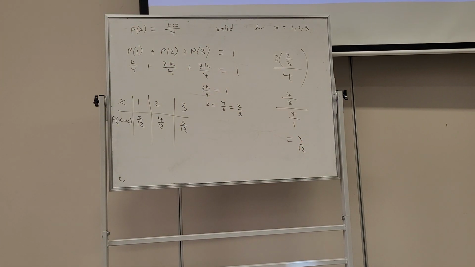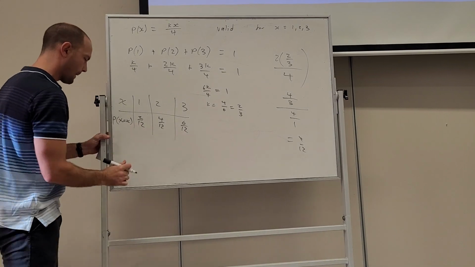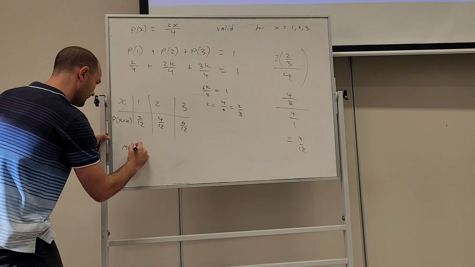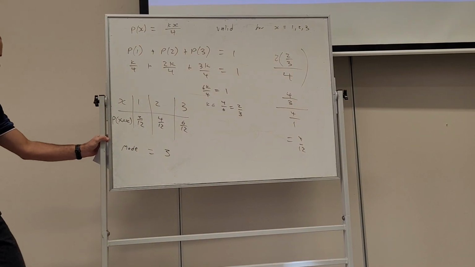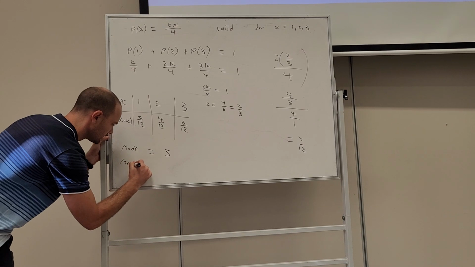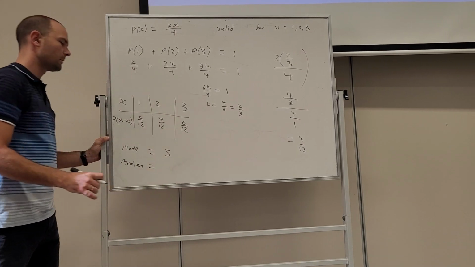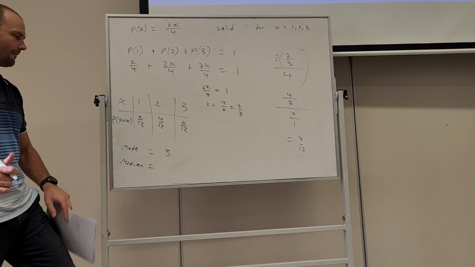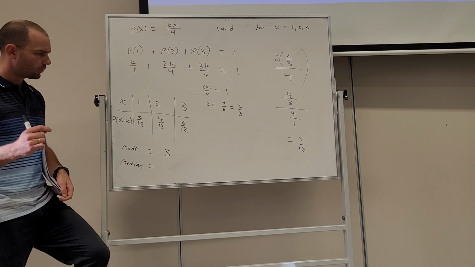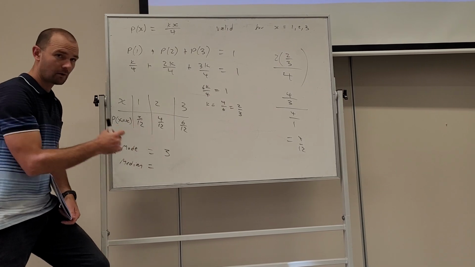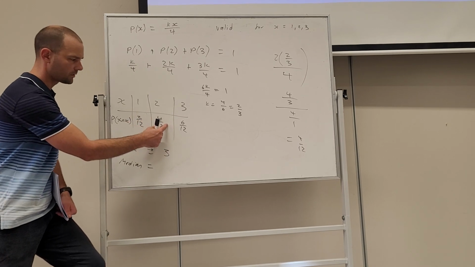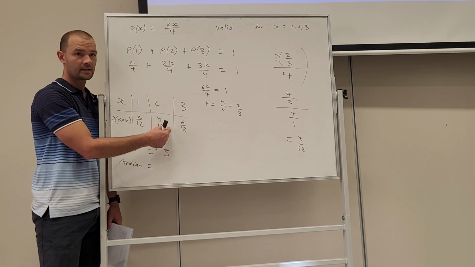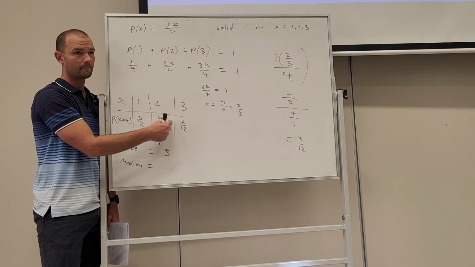Okay, find the median and the mode. So the mode is the event with the highest probability, which is 3, and the median is the event such that the probability exceeds 0.5, right? Now, there's a couple of ways of describing the median. When we add these up, we'll have 2 on 12 plus 4 on 12. That takes us to 6 on 12, which is 0.5, right?